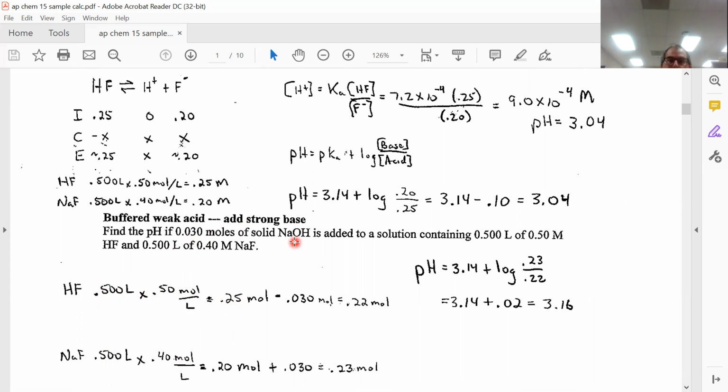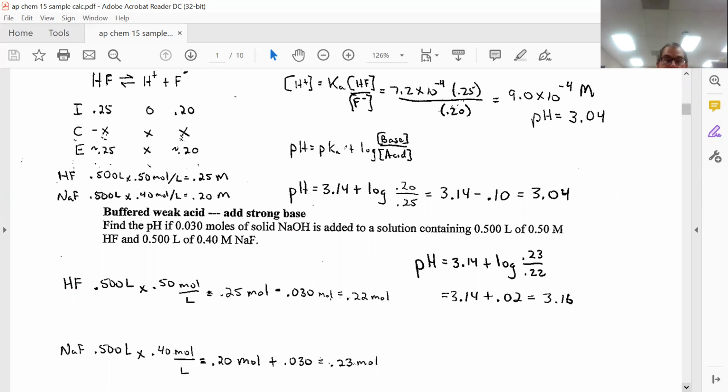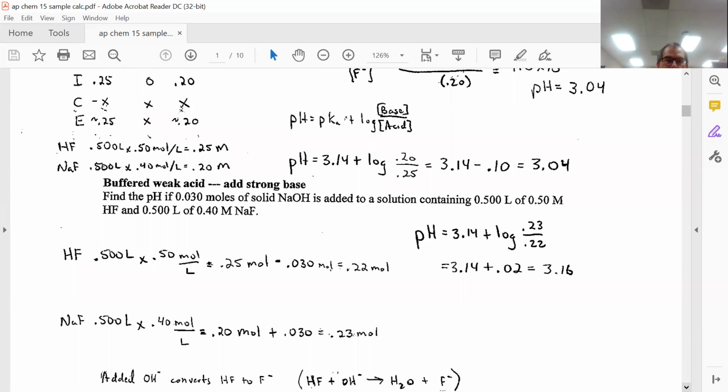So what's going to happen is that OH is going to convert HF to F minus. I think I wrote something about that. The added OH converts HF to F minus. HF plus OH minus makes H2O plus F minus. And that will work out and not affect the pH much as long as you don't exceed the buffering capacity. Notice the moles I added is much less than the moles of what I have originally. So that shouldn't change the pH too much.